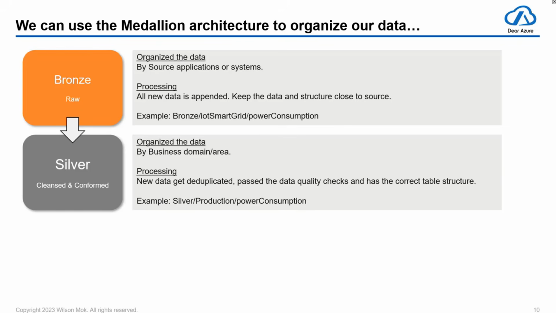The next layer is silver. Here the data is organized by a business domain or area. This is an important step because now we are switching from application-based storage into business-based storage, which means we need to know who in the business owns this specific data set.